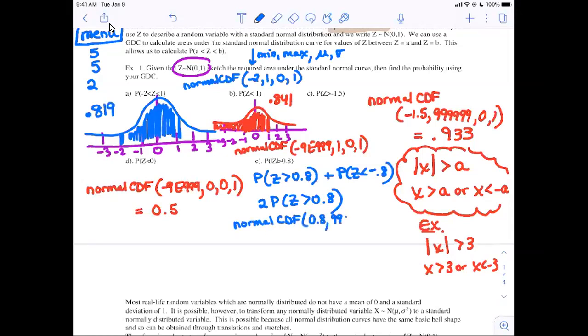So you're just going to put a bunch of 9s in there and multiply that by 2. Are you getting about 0.424? Yay, good job, good job.